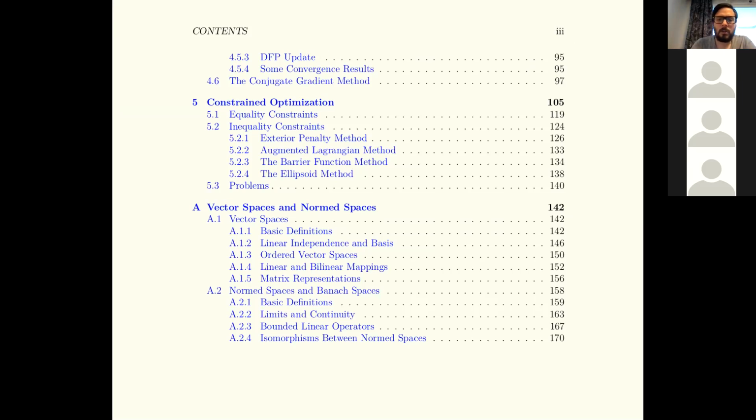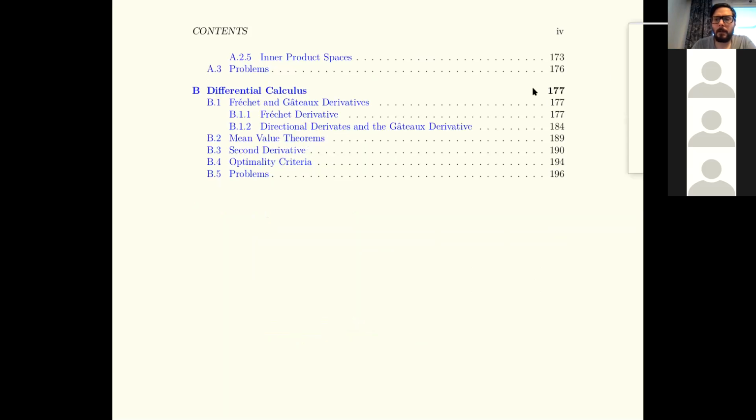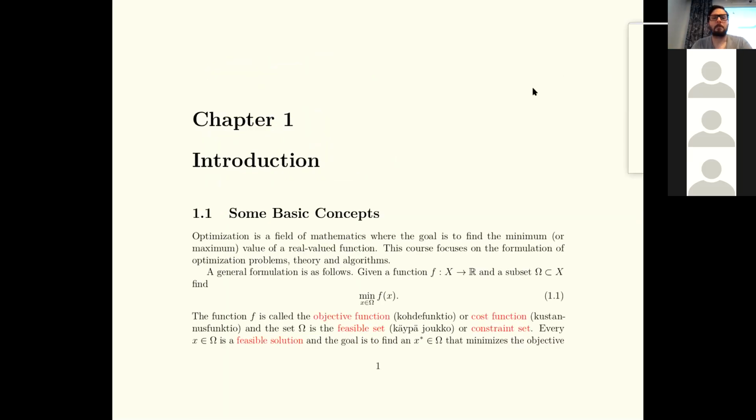All right, so let's get to the material, beginning with the introduction. In optimization, the goal is finding the minimum, sometimes the maximum, but it doesn't really matter which, because with an easy mathematical trick we can turn a minimization problem into a maximization problem.